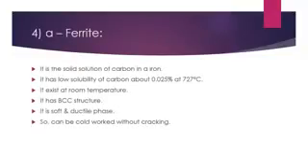Now the next phase is the alpha ferrite phase. It is the solid solution of carbon in alpha iron. It has low solubility of carbon, about 0.025% at 727 degrees Celsius. It exists at room temperature. It has body-centered cubic structure. It is a soft and ductile phase, so it can be cold worked without cracking.